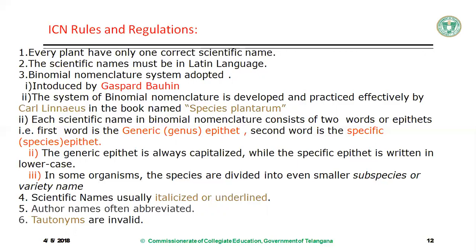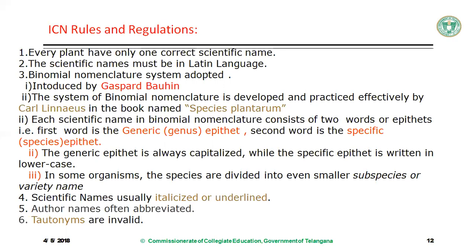Scientific names are usually italicized or underlined. If you manually write the scientific name, each word is separately underlined; in the printed manner, definitely use italics. Author names are also often abbreviated in parentheses. But in the case of botany, tautonyms are not valid.